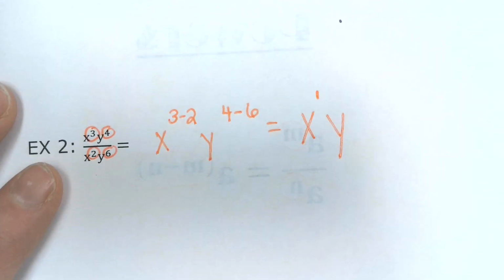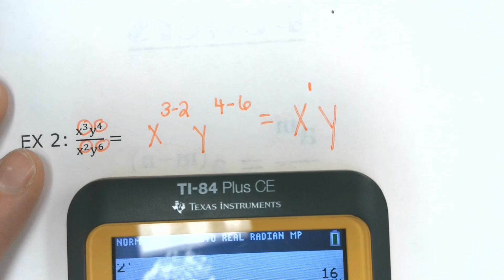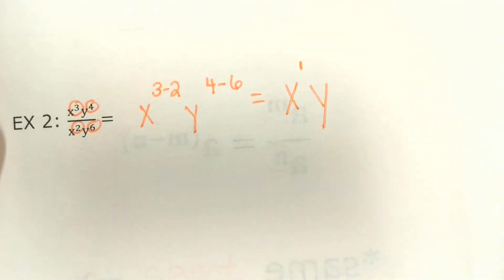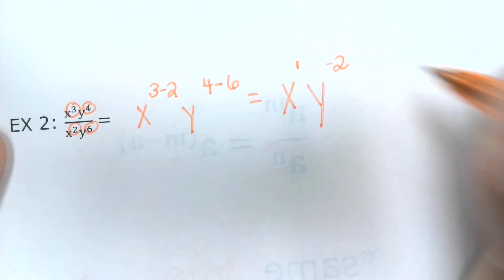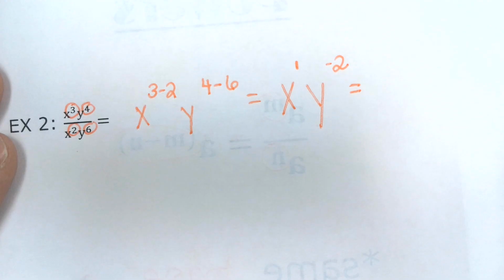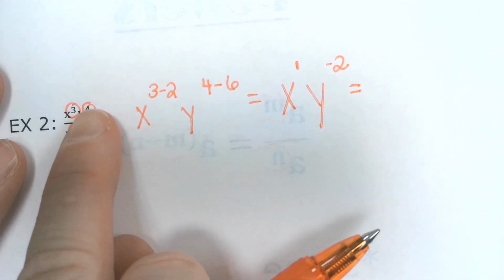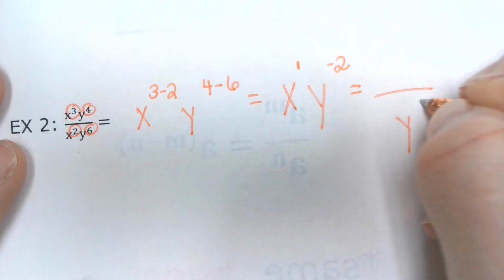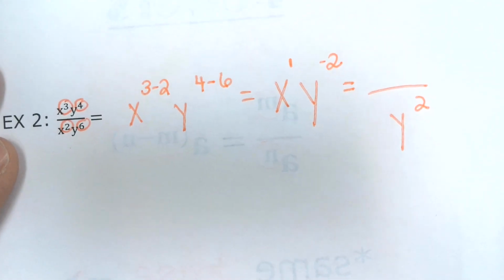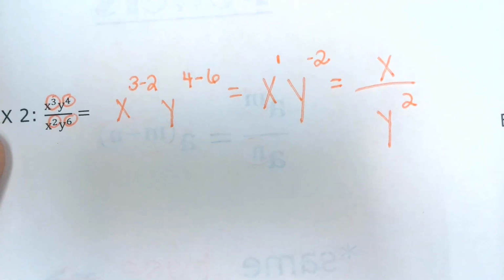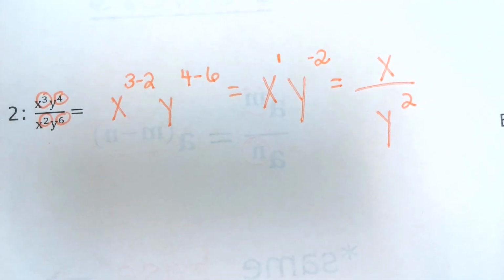Okay, what is 4 minus 6? Yeah, it's a negative 2. But we don't want any negative answers, so the way we expand it out, see how the bigger exponent's on the bottom? So that's where y is going to go. Change it to positive and you put it on the bottom. And then we just have x right there. X to the first power is just x.